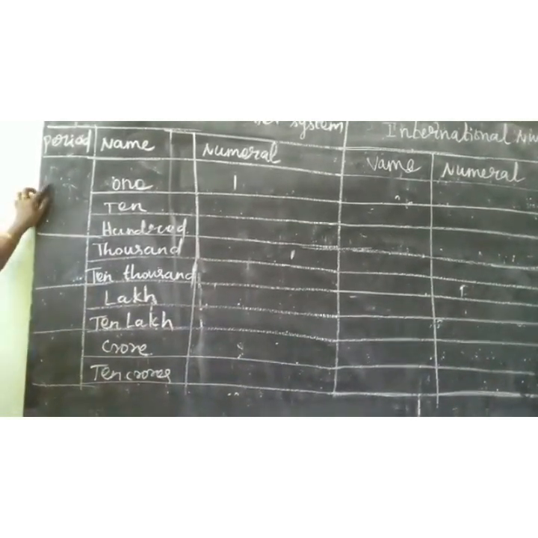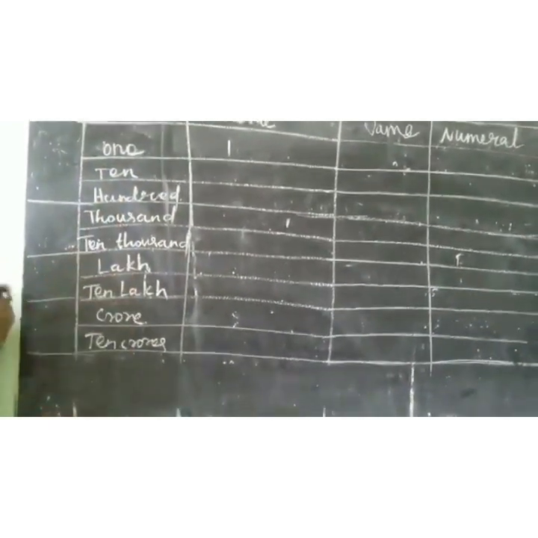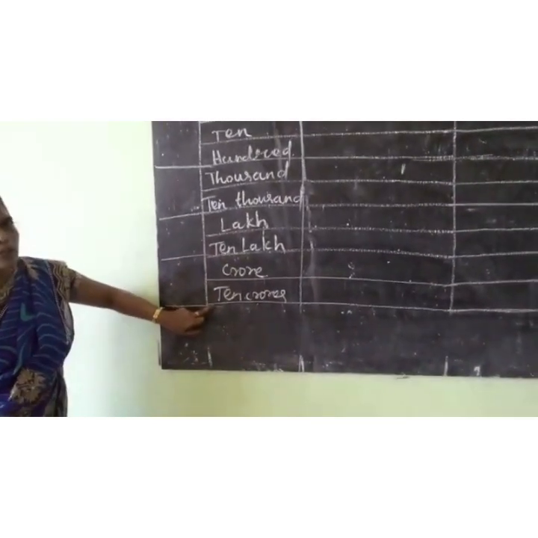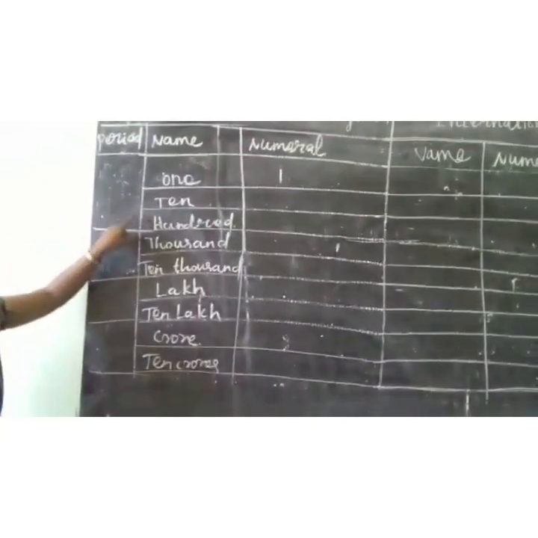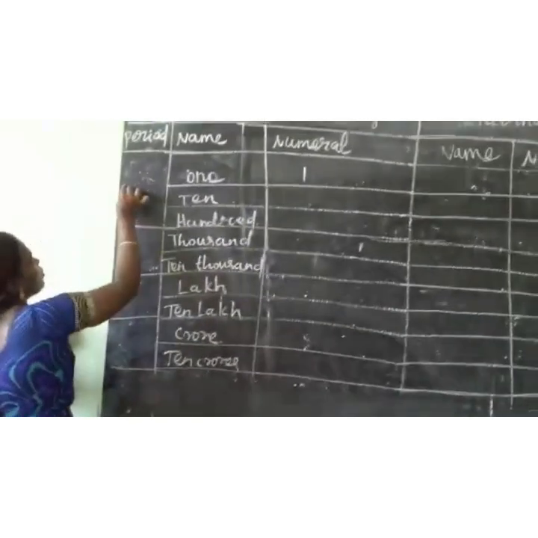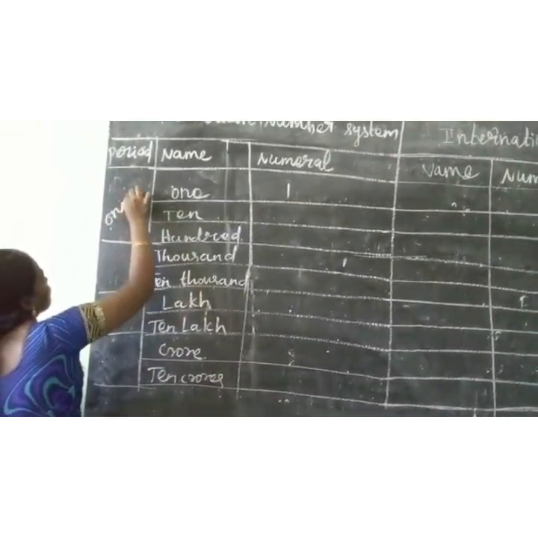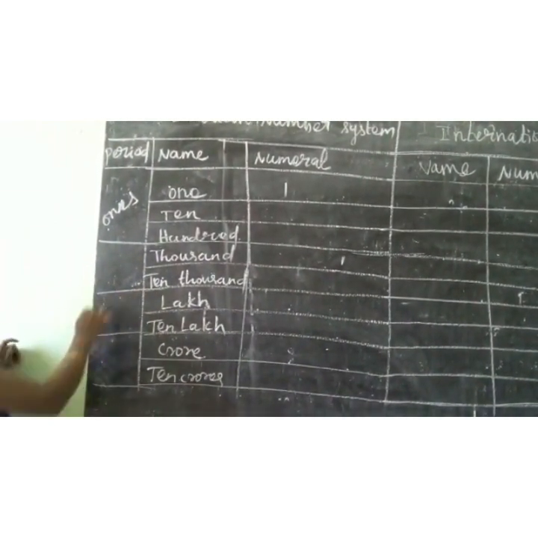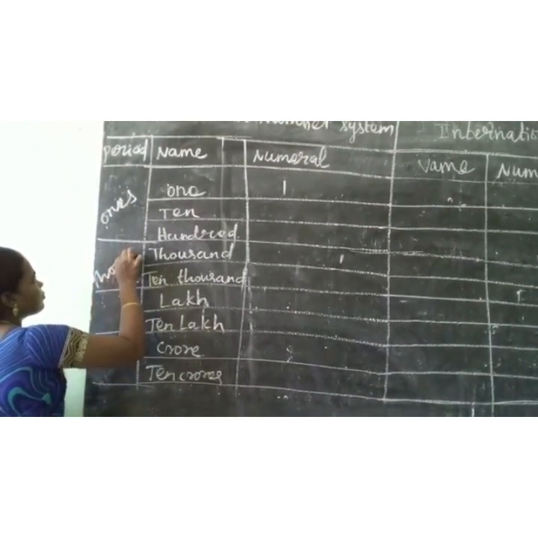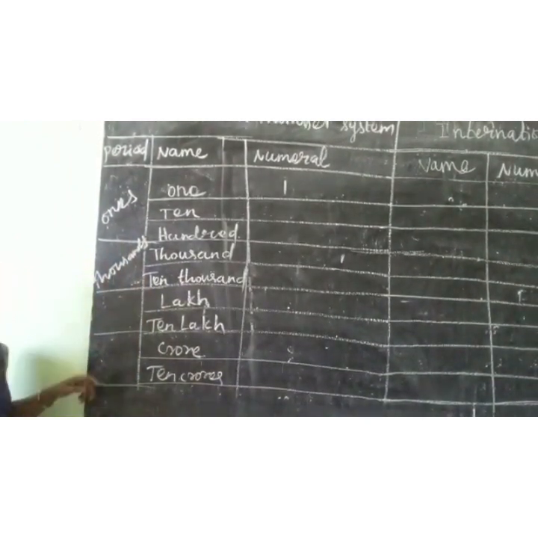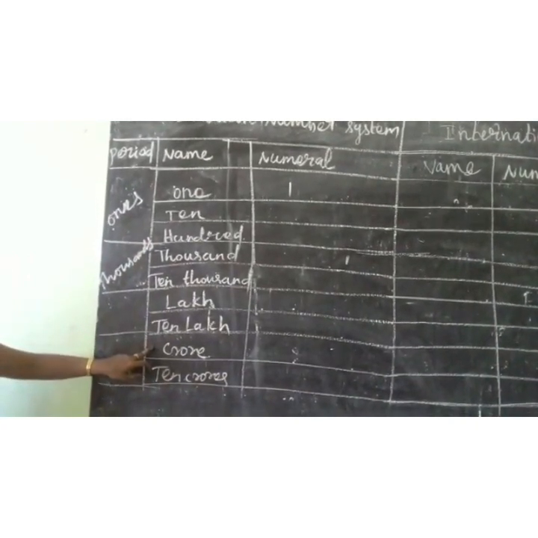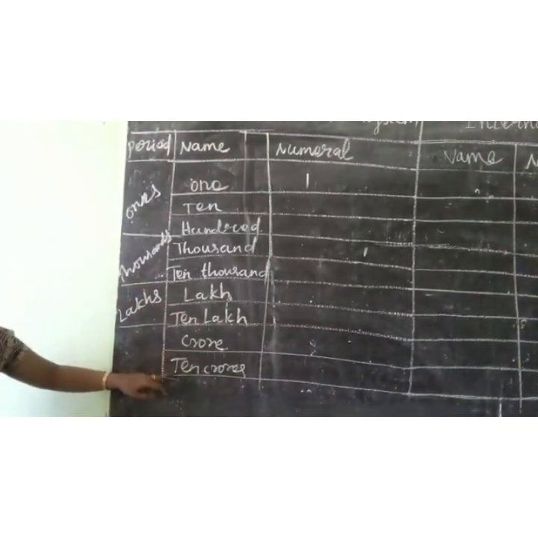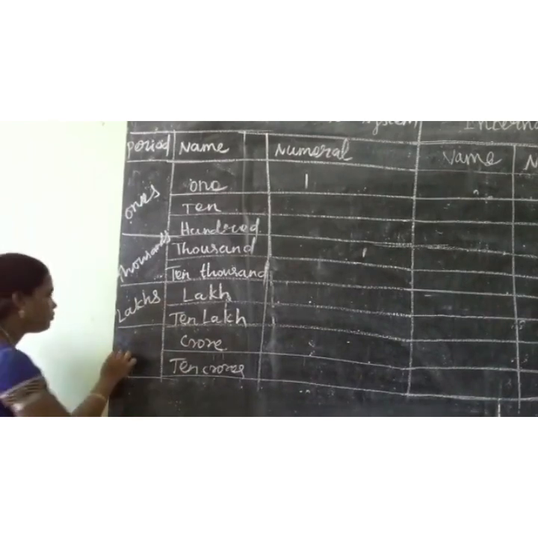1, 10, 100 are the ones period. 1000 and 10,000 are in the thousands period. Lakh and 10 lakh are in the lakhs period. Crore and 10 crore are in the crores period.